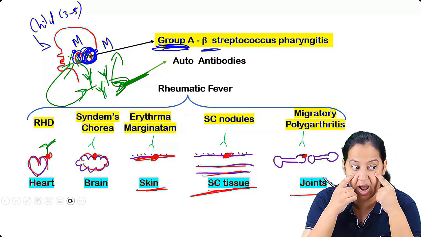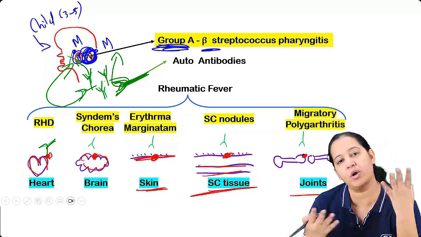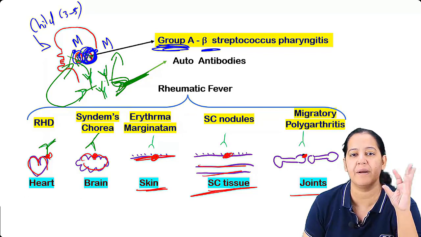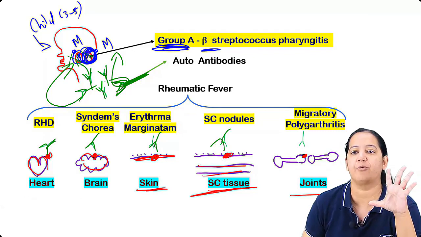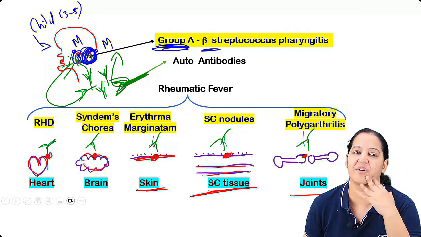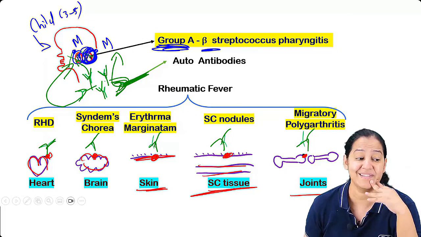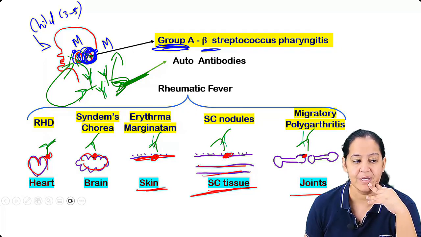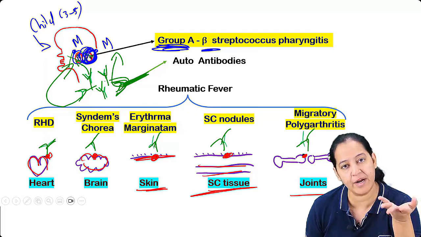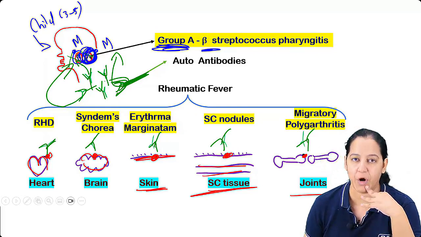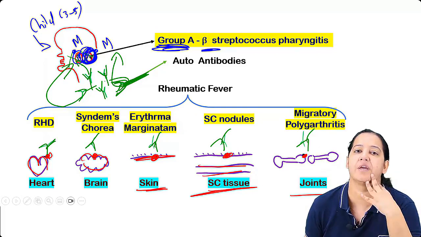Antibodies don't have eyes to tell that this is foreign and this is self. They will think this is also M protein. So they will come and react with the M protein of the 5 organs and damage them. It's an autoimmune disease. Got my point? So the body's own antibodies are destroying its own cells. This is known as cross reactivity. What is it known as?